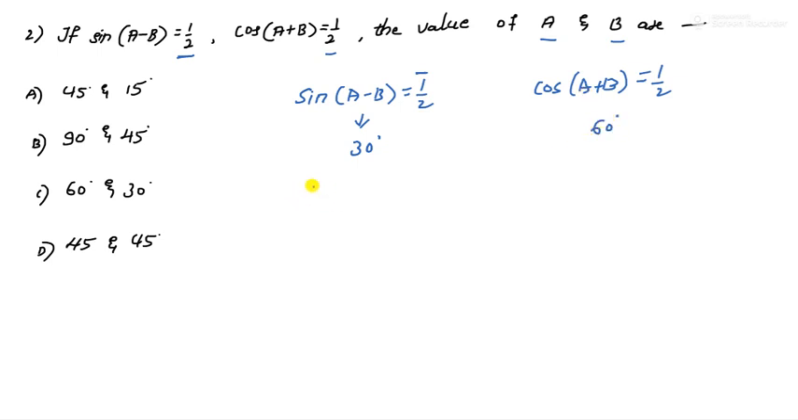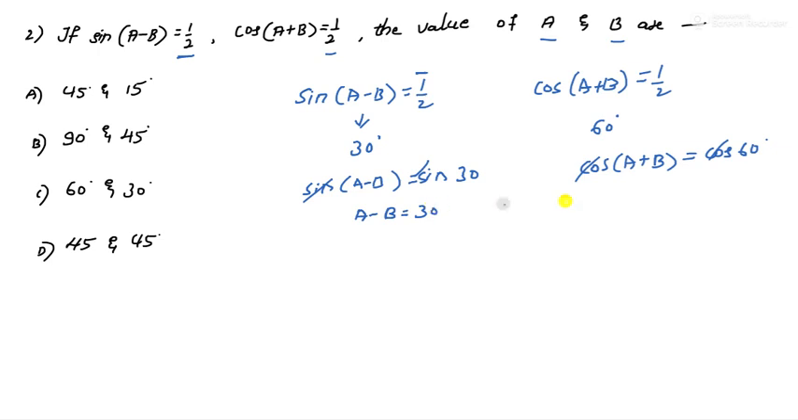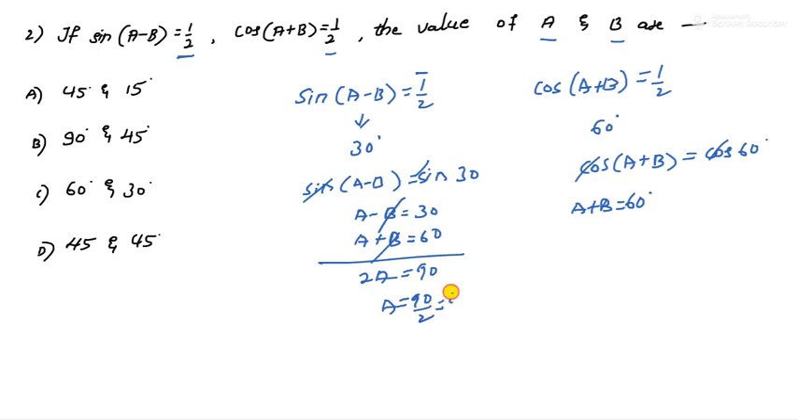So we can write here, in the place of sine of (A minus B), sine 30, correct? And here, in the place of cos of (A plus B), we can write cos 60, correct? So now the sine will get cancelled here, and the cos will get cancelled. You will get A minus B equals 30, and here you will get A plus B equals 60, correct? So when we solve them in linear equation form, what do we get? B will get cancelled. Here you will get 2A equals 90. So A is how much? 90 by 2, which is equal to 45.